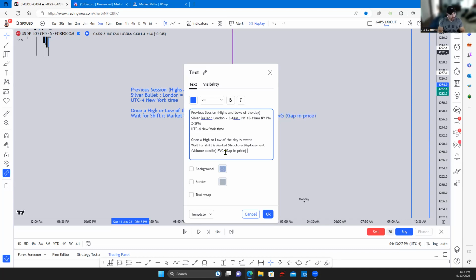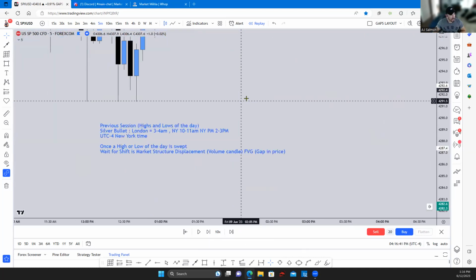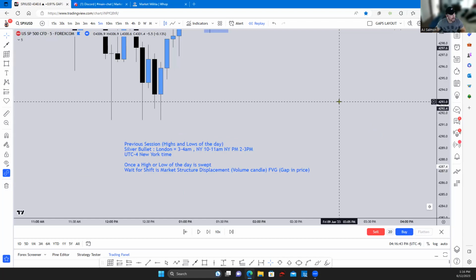It's going to be moving so quick that the next candle that closes after that volume candle is going to leave a gap in between the three candle pattern. Okay, so let's go to our first example here.